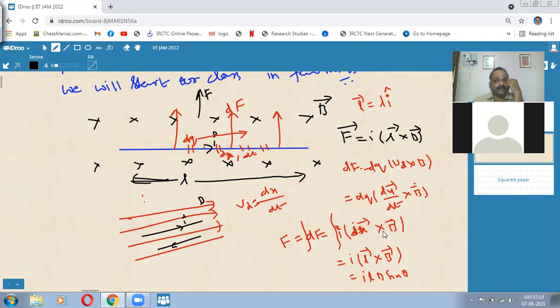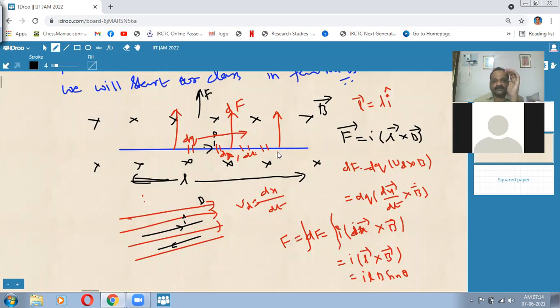Because whenever we talk about cross product, the resultant is always perpendicular to both the vectors, meaning the plane containing L and B. Here we have not taken B in the plane. We have taken B perpendicular to the plane. B itself is perpendicular to the plane, so force will be in the plane, perpendicular to the direction of current.